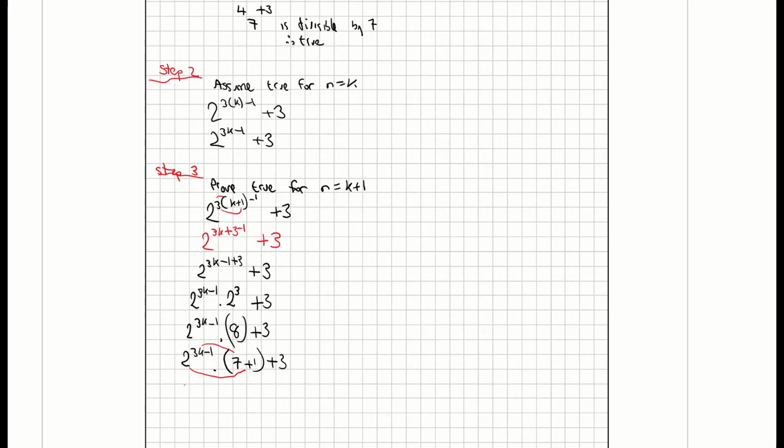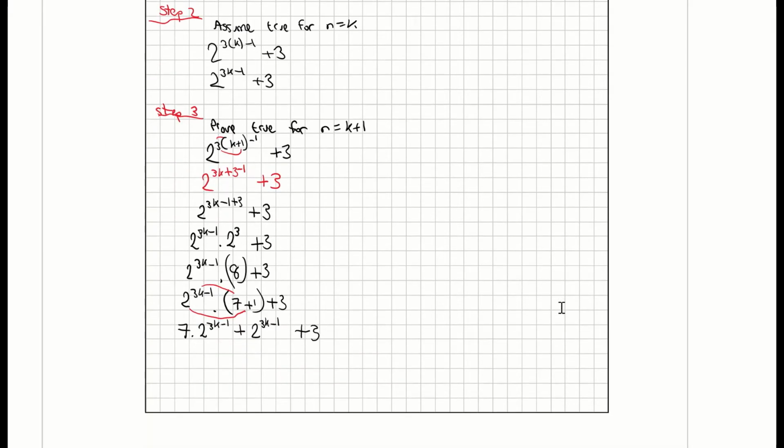So that is giving me 7 times 2 to the power of 3k subtract 1 plus 1 times 2 to the power of 3k subtract 1. So I don't need to put that 1 outside. You can if you want. And then don't forget your constant of 3. Okay, so we are practically finished here. We just need to make some conclusions now based on our work.